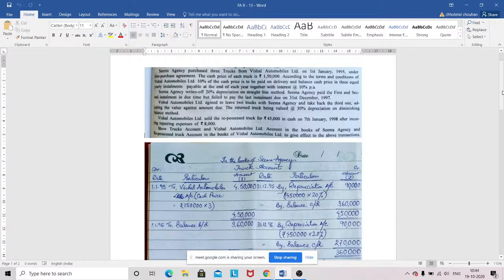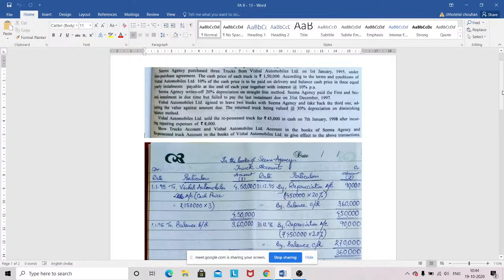Okay, as a result, what happens? Vishal Automobile Limited agreed to leave 2 trucks with Seema Agency and take back the third one. So Seema Agency bought 3 trucks, out of which 2 trucks will remain with them and 1 truck will be repossessed by the hire vendor. But the returned truck is valued at the rate of 30% depreciation, diminishing balance method.